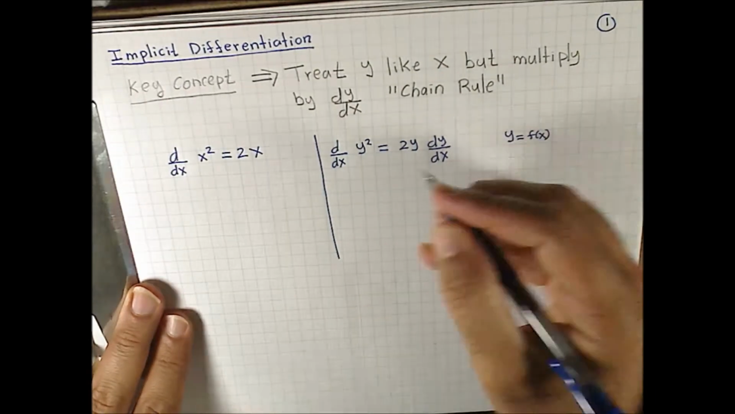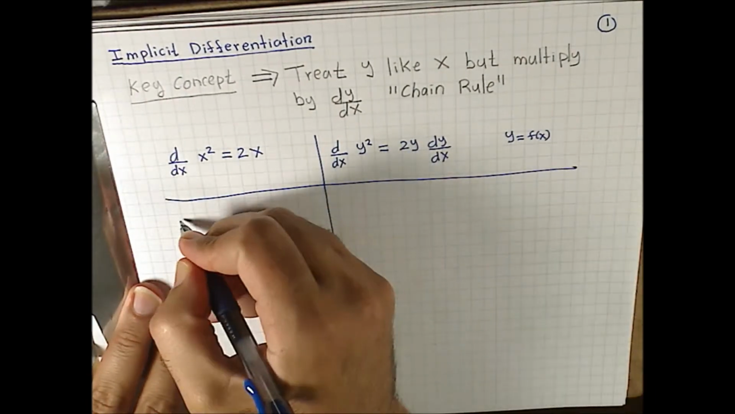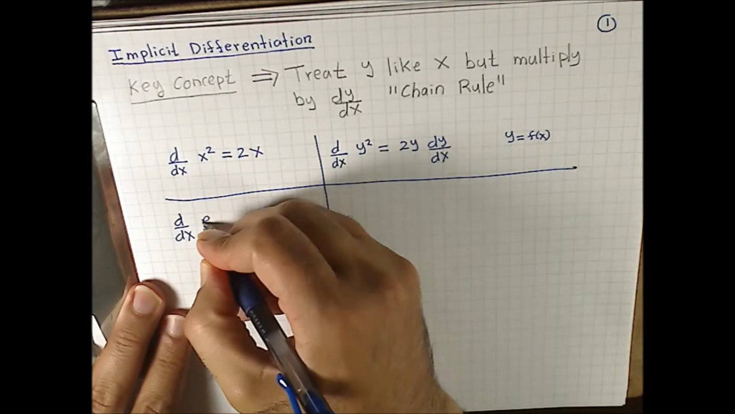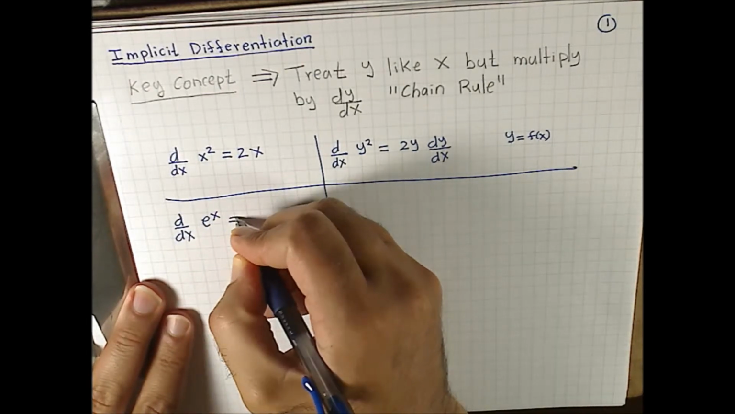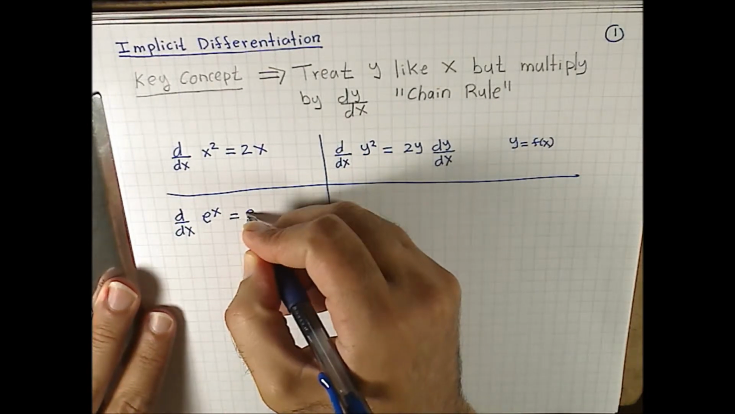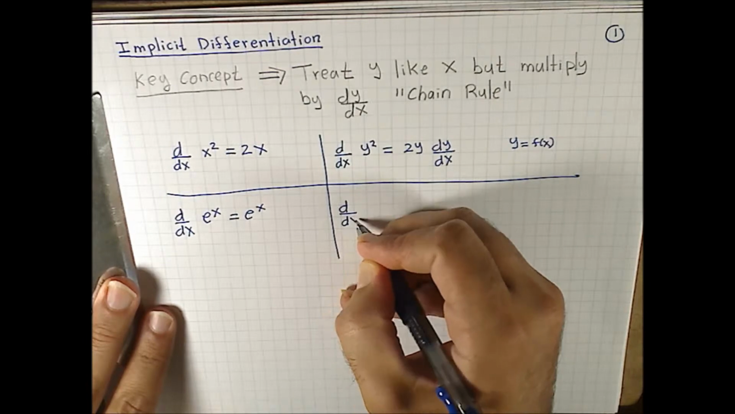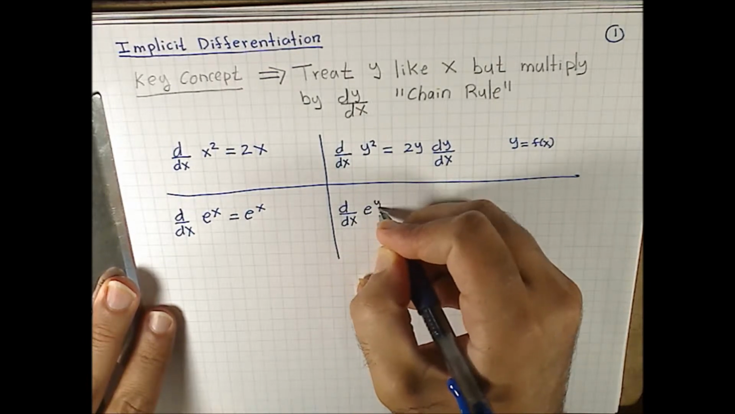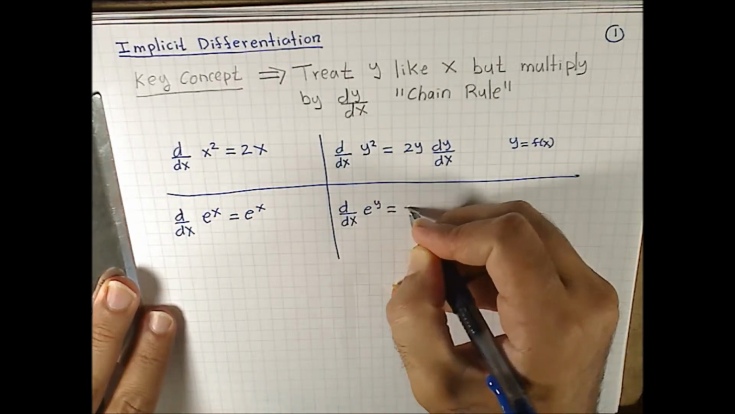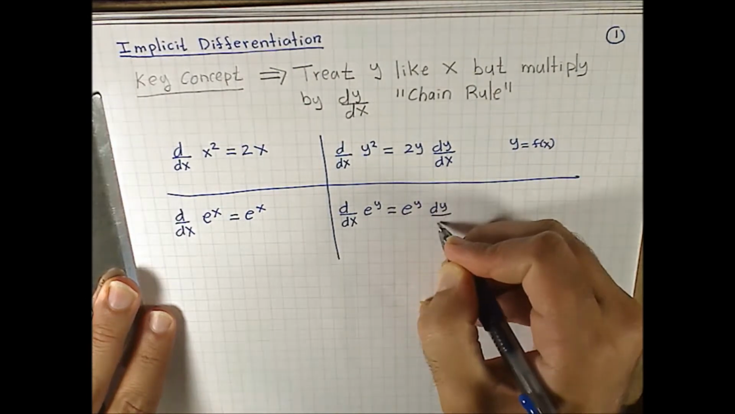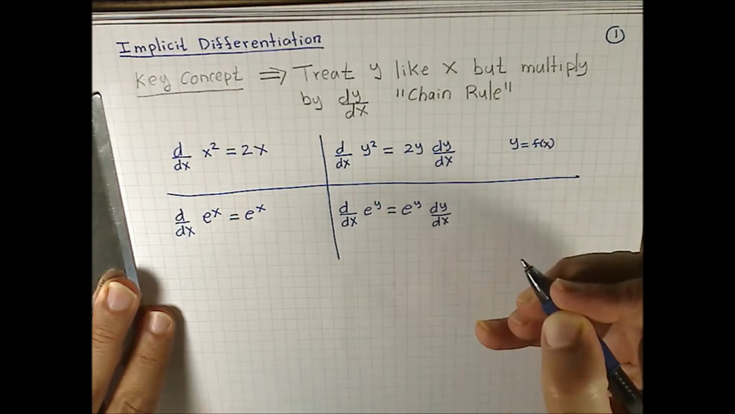Let's look at another example. The derivative d/dx of e to the x is equal to e to the x, but the derivative d/dx of e to the y is equal to e to the y dy/dx. Again, this is because of the chain rule.